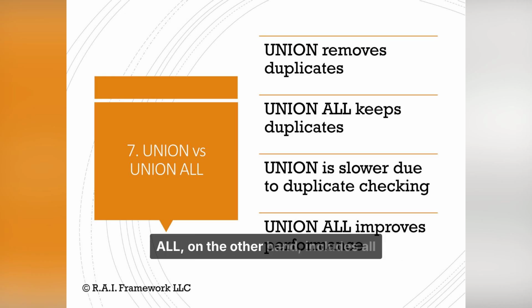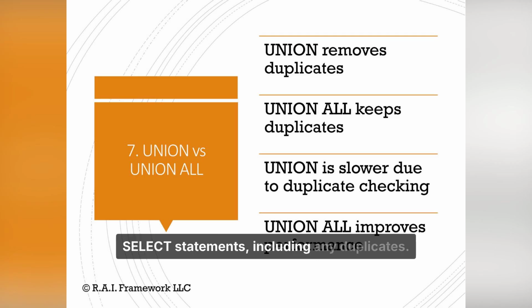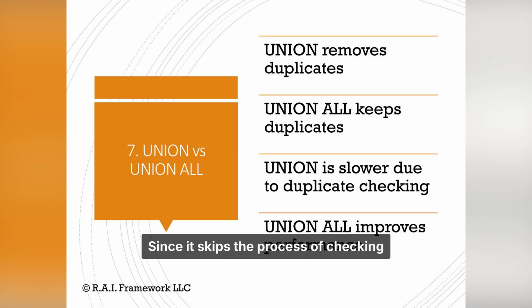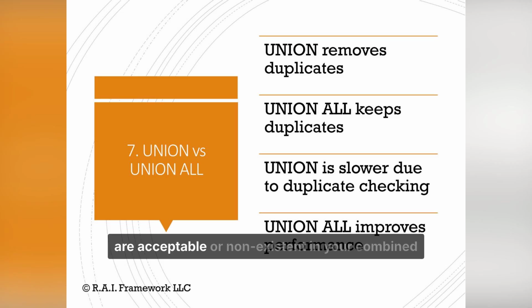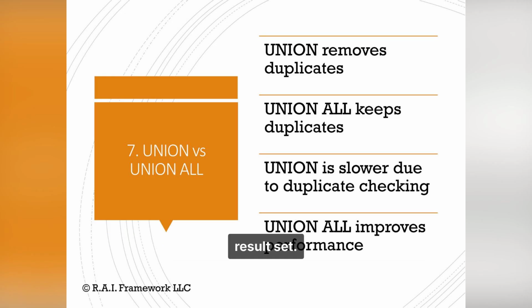Union all, on the other hand, includes all rows from both select statements, including any duplicates. Since it skips the process of checking for and removing duplicates, union all offers significantly better performance when duplicate rows are acceptable or non-existent in your combined result set.